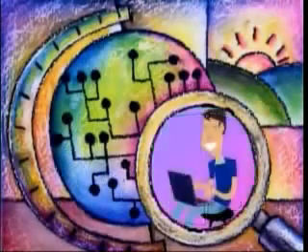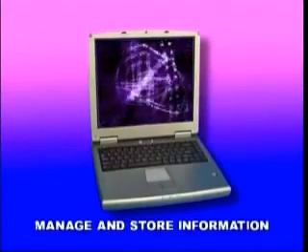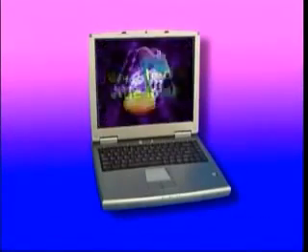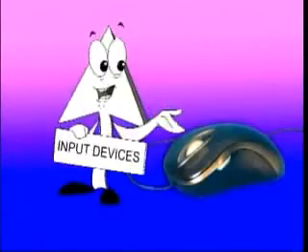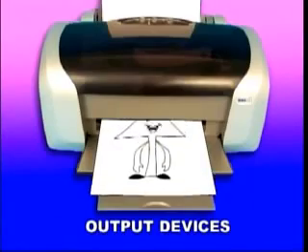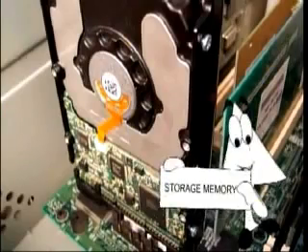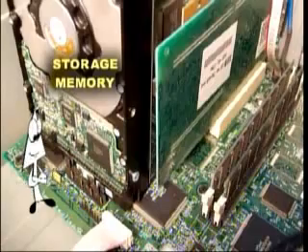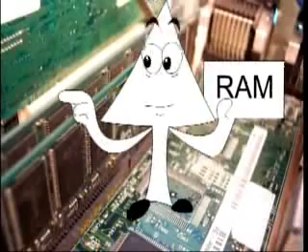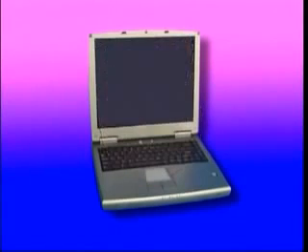Computers, then, are amazing machines that manage and store information, numbers, words, music, and pictures. There are devices that put information into the computer, input devices, and those that allow us to see or hear the information, output devices. Computers have storage memory. Information stays in storage memory even when the computer is turned off. Computers also have RAM memory. Information in RAM memory is what's on the monitor, and it disappears when the computer is turned off.